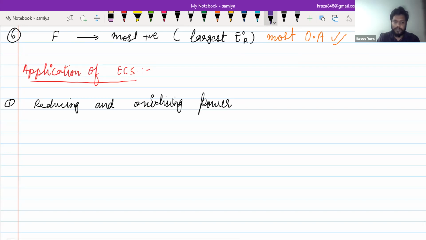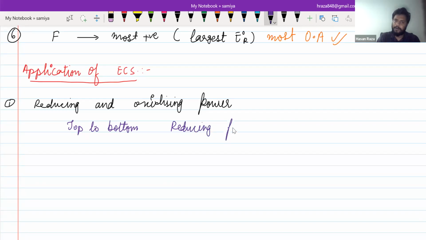Now see, what is reducing and oxidizing power? When we move from top to bottom, reducing power decreases. As you saw, lithium is the most reducing agent. Now, when you move below lithium, the reducing power decreases and oxidizing power increases. Are you getting my point?